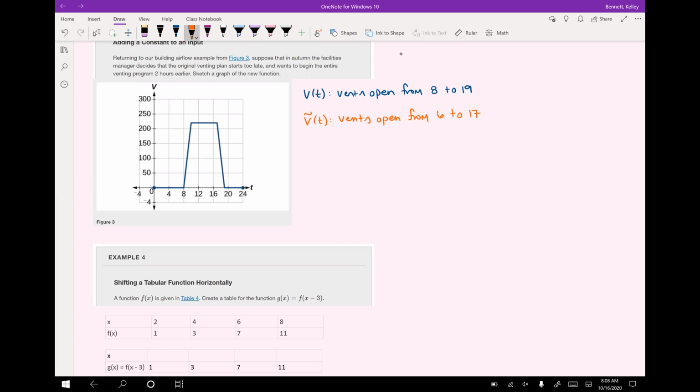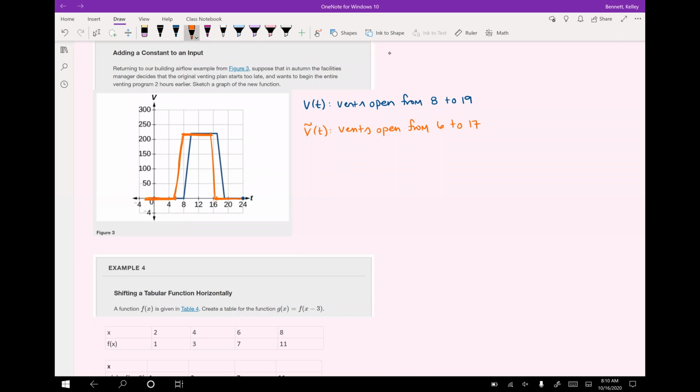So I'm going to finish closing my vents here. I'll probably start closing them around this time. I'm going to open my vents at this time. So this is a left shift. So we know that if we want to shift V of t to the left, we're going to have to add 2. And then this is going to be our V tilde.